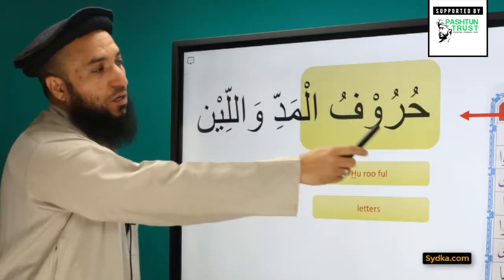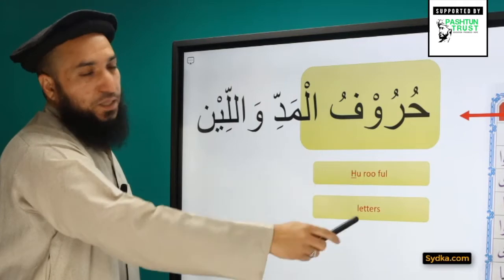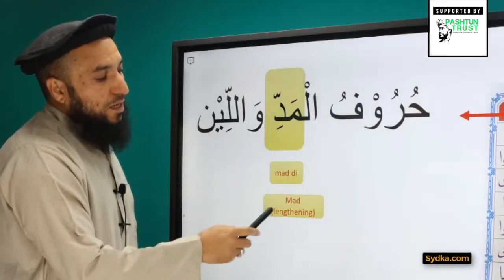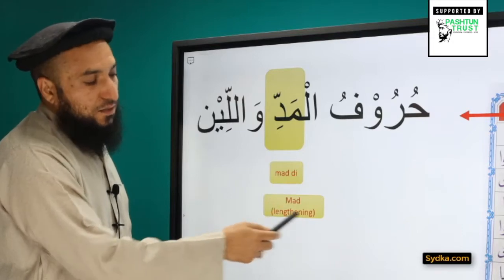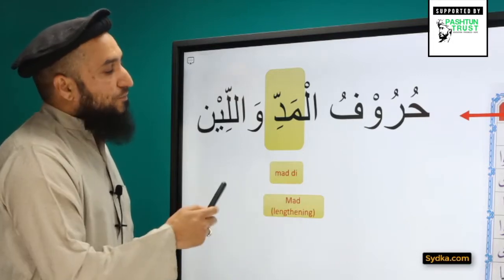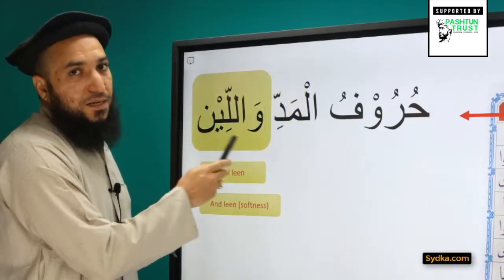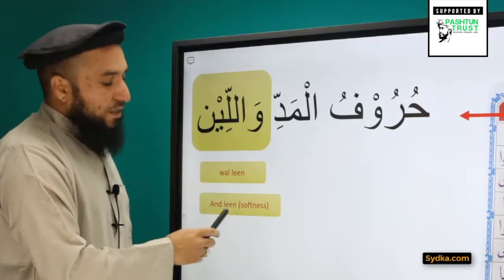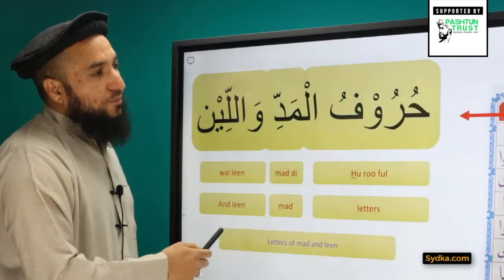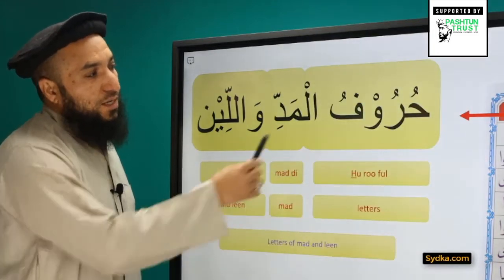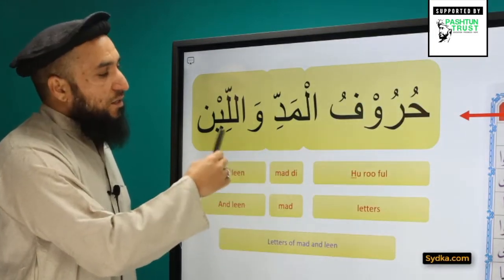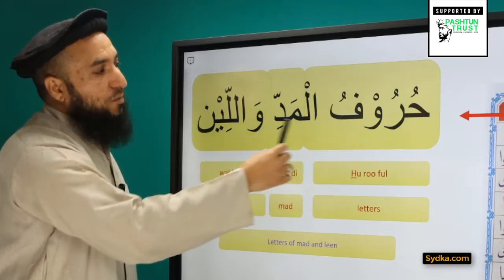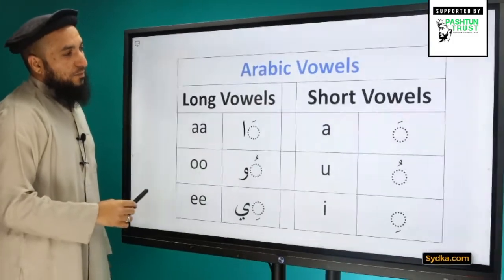Huruful. Huruf means letters. Maddi means mad, letters of lengthening. Leen means letters of leen, which is softness. So this lesson is about the letters of mad, lengthening, and leen, softness. Huruful maddi wal leen.